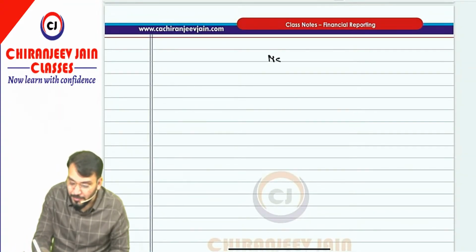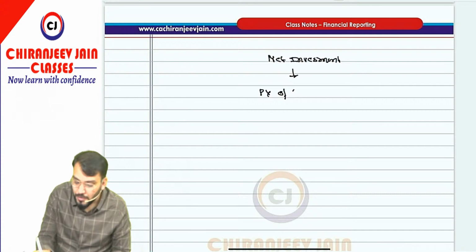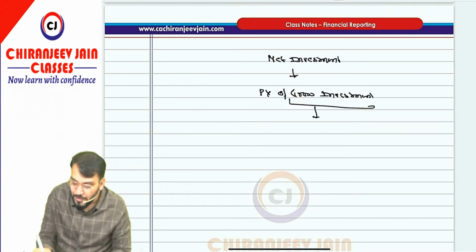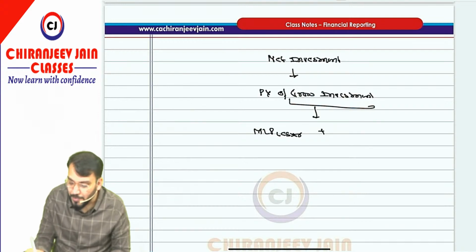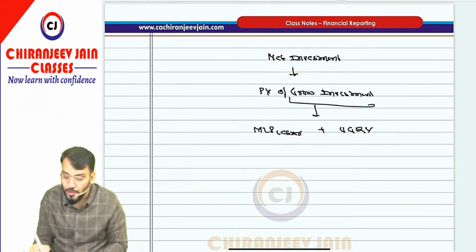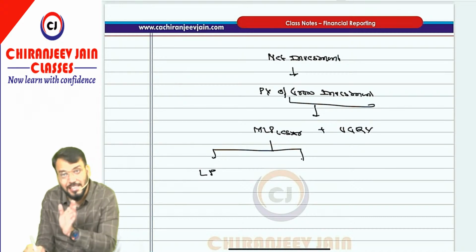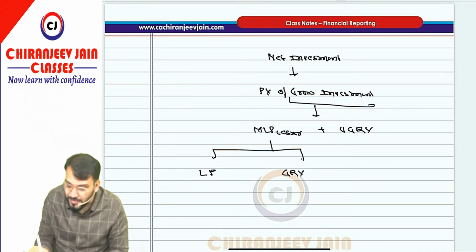Now I need to explain what is net investment. Net investment in lease means what? This is nothing but present value of gross investment. Now I need to explain what is gross investment. Gross investment means MLP, minimum lease payment from the point of view of the lessor, plus UGRV. UGRV means unguaranteed residual value. Now minimum lease payment from the point of view of the lessor means what? It is lease payment over the lease term plus GRV in respect of the lessor.